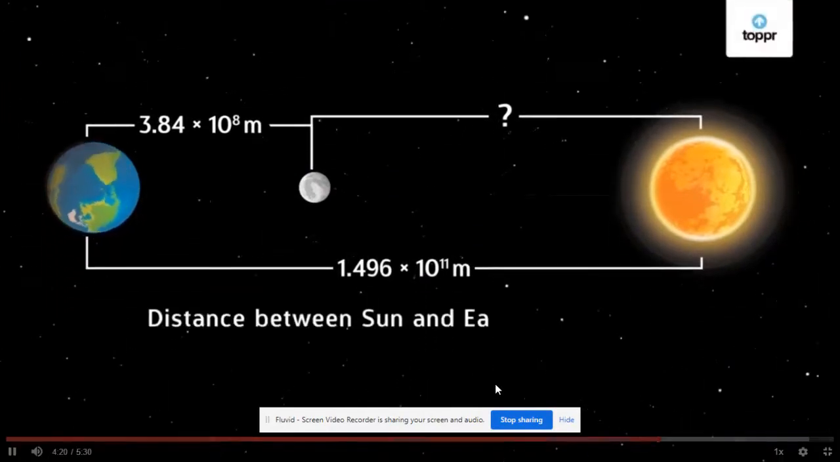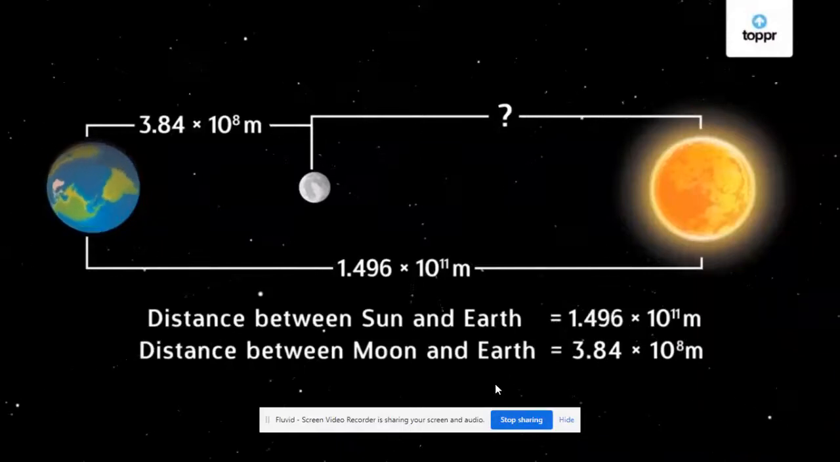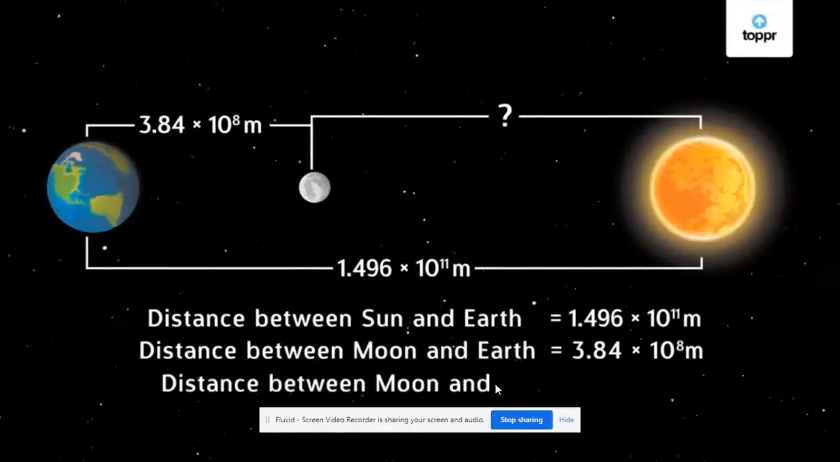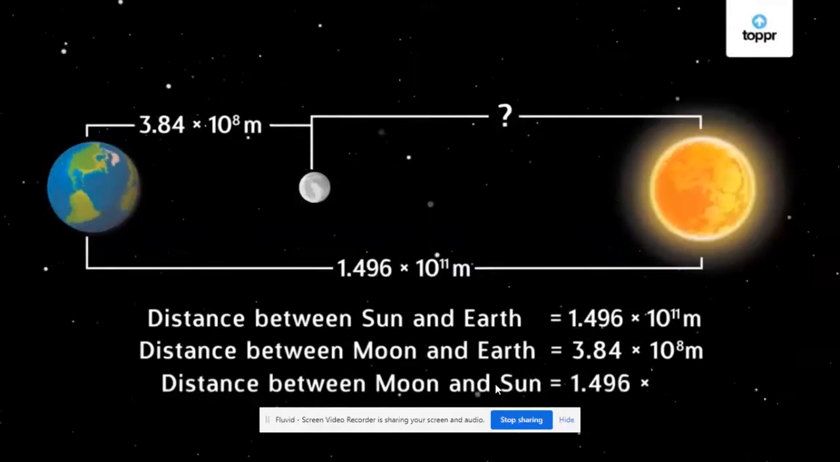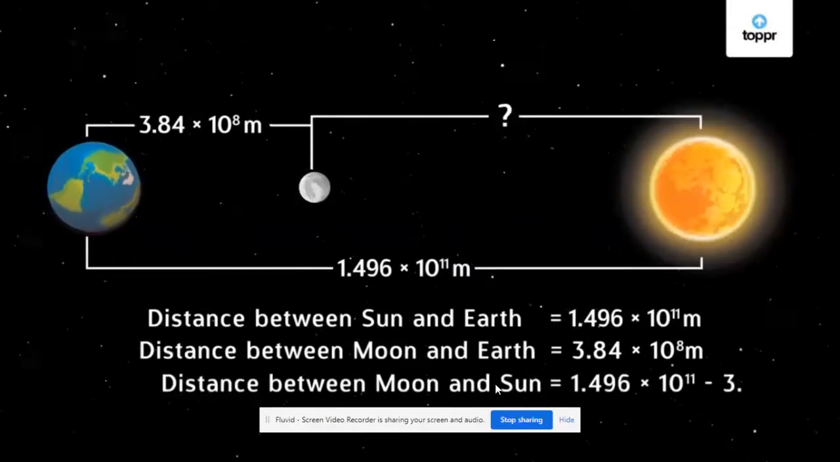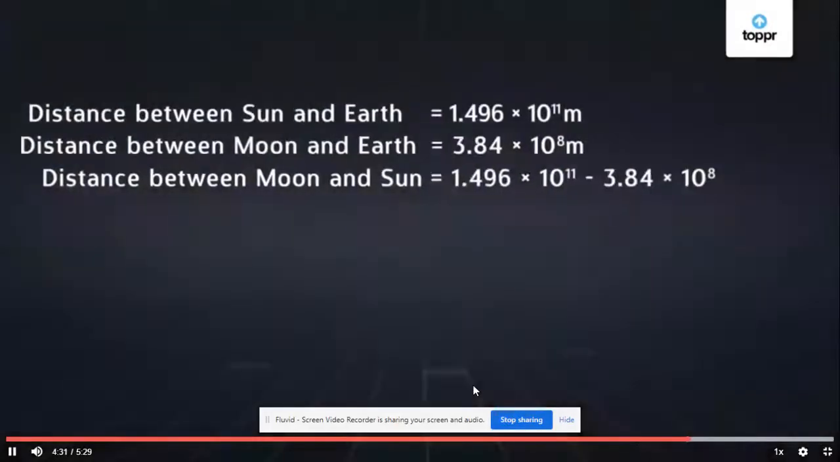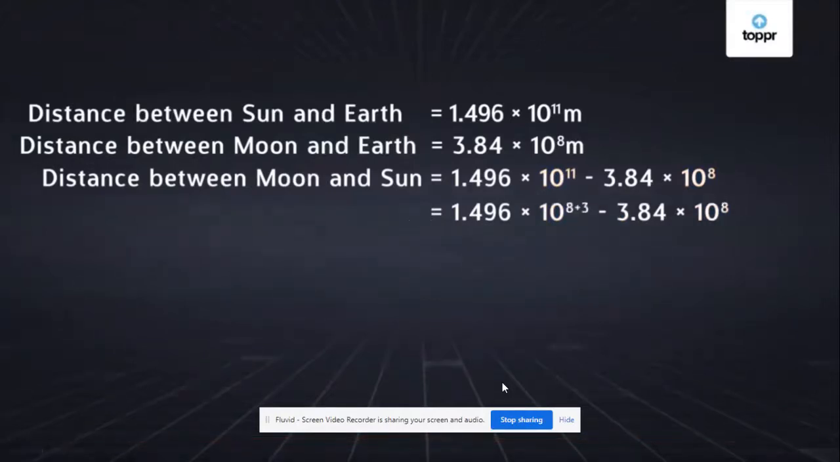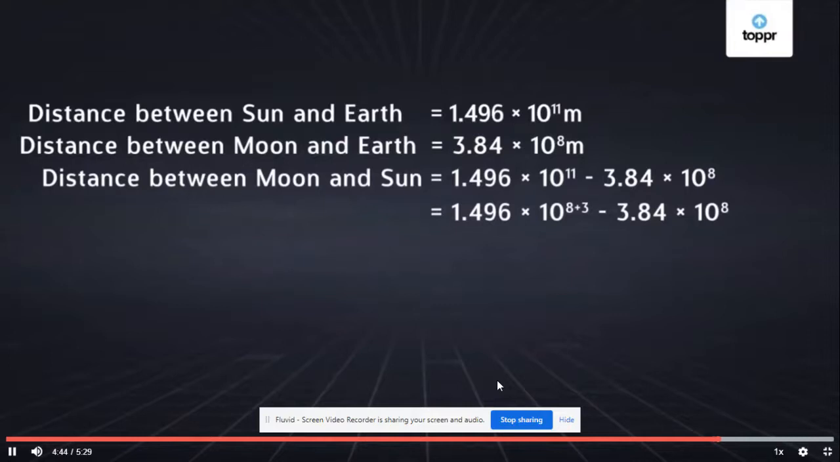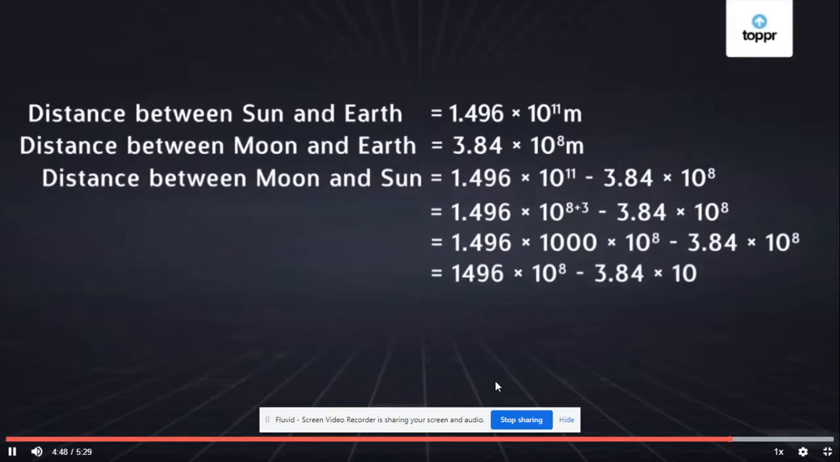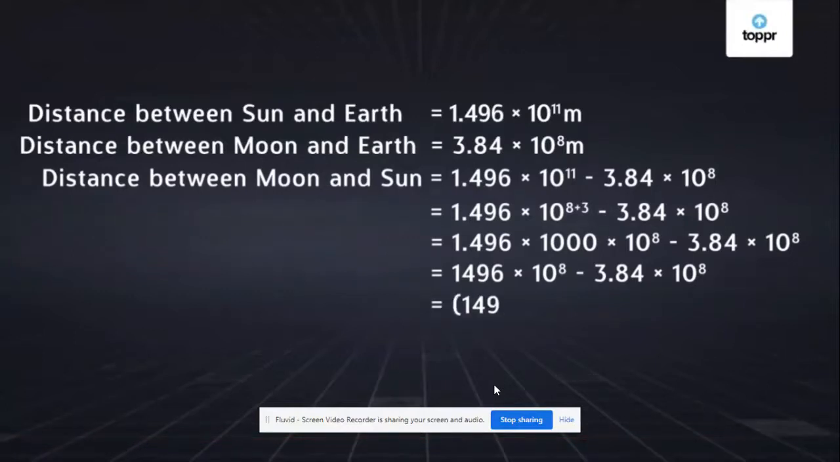Let us list down the given information as shown. To calculate the distance between the moon and the sun, we have to subtract the distance between the earth and the moon from the distance between the earth and the sun. Now, it is not possible to subtract it directly because the powers of 10 are different in the numbers. First, let us make these powers equal using the product law as shown. On multiplying 1.496 with 1000, we get 1496. Now, the powers of 10 are the same in both the numbers and it can be subtracted as shown.